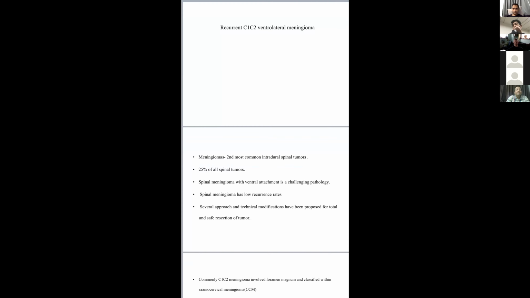Hello, good evening, everyone. I am presenting this small case, which was operated last week at Benton Hospital. It's a recurrent C1, C2 ventrolateral meningioma.